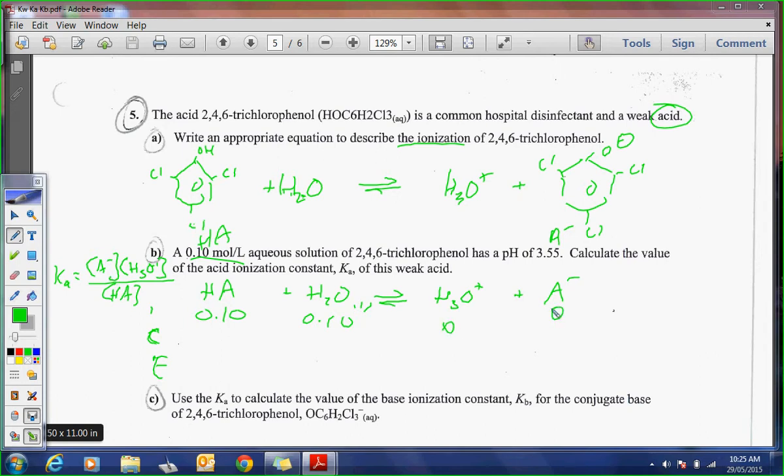The change is where we worry about our ratio. 1 to 1 to 1 to 1. That's all in the change. Do I know how much it's changed by? No. What other information have I been given? pH. What can you do with that pH number?